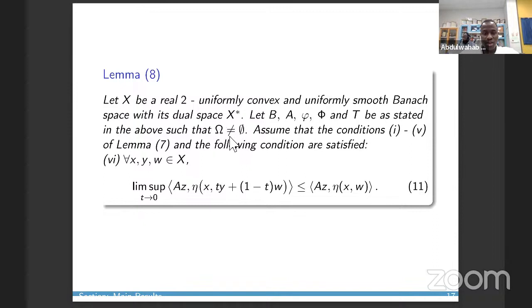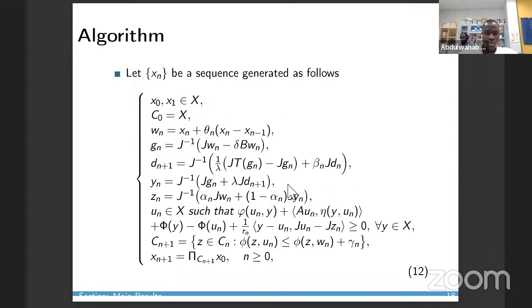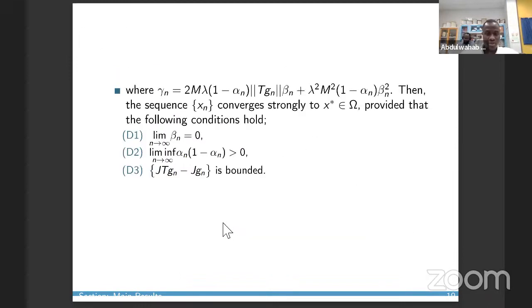Then, if we assume that omega is non-empty, then with the conditions I1 to 4 to 5 and condition 6, the sequence generated by this algorithm converges strongly to an element in the omega, provided that the following conditions hold. These are the conditions. We assume that beta n is converging to 0, and the inf of this is bigger than 0, and this is bounded.